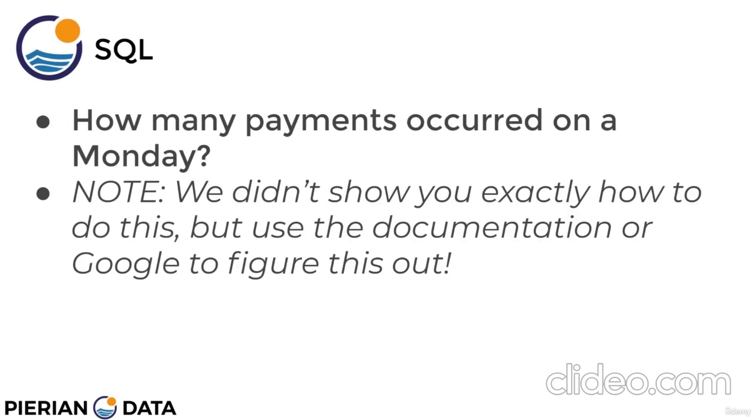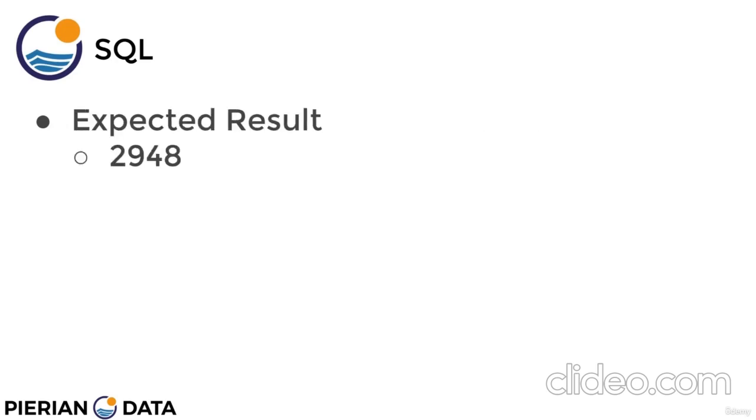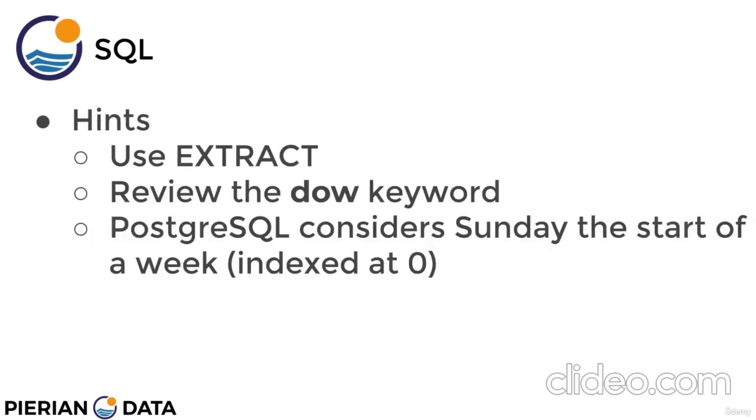And here is the expected result. So the expected result is 2,948 payments occurred on a Monday. And then here comes some hints.